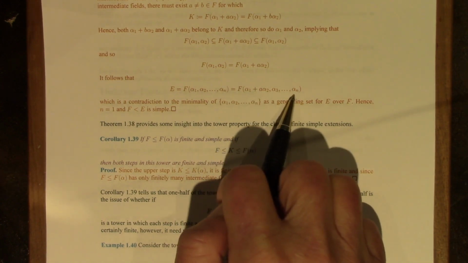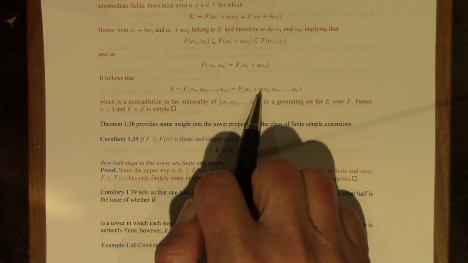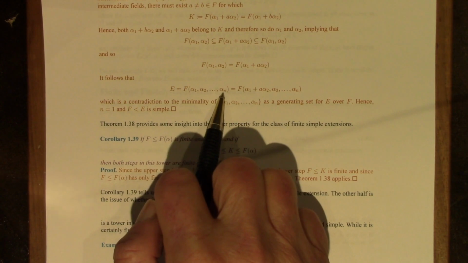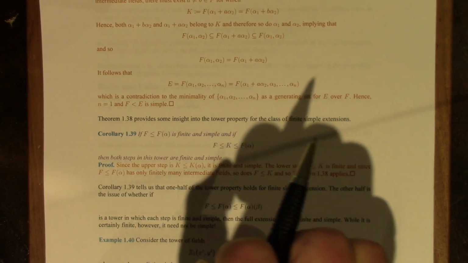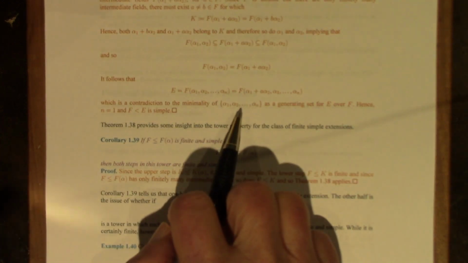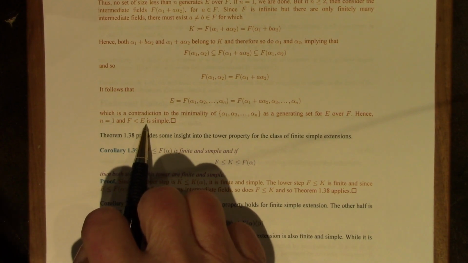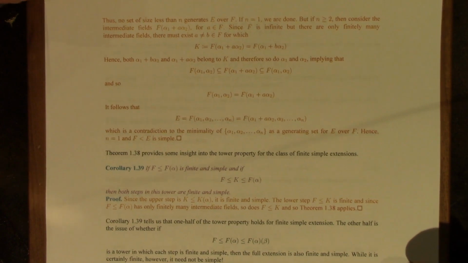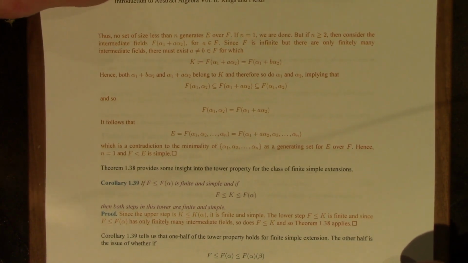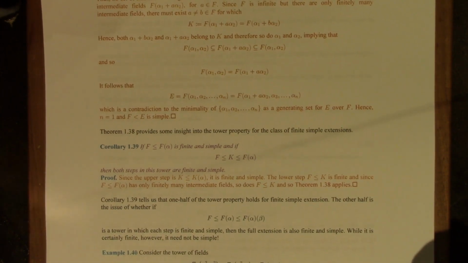But there are only n minus 1 of these. And that contradicts the minimality of this generating set. And so n cannot be bigger than or equal to 2, and this extension is simple. Okay, this is a clever argument, something you probably wouldn't think of at first. It's worth going over until it seems clear, even though it may not be clear how it was discovered in the first place.